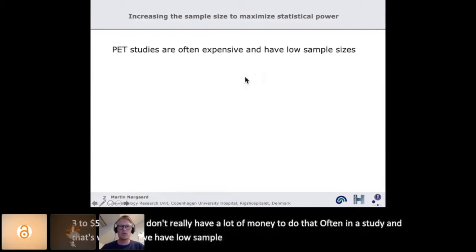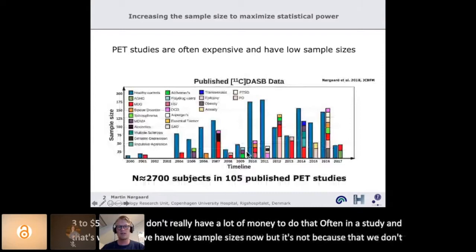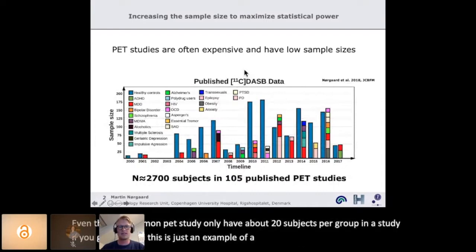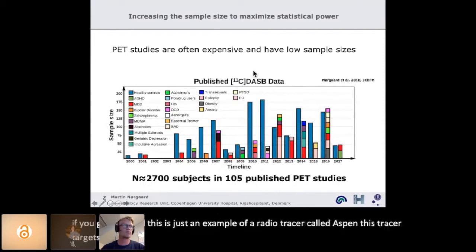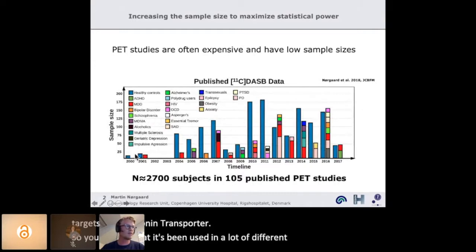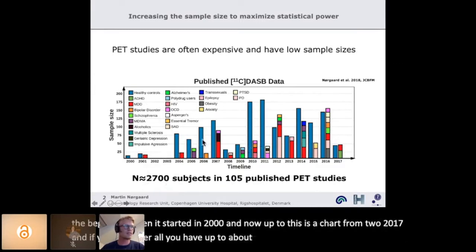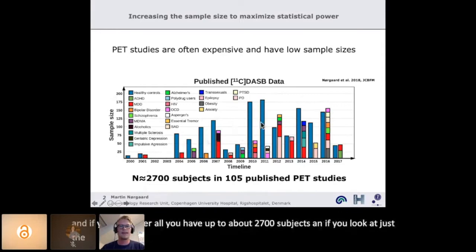Now, it's not because we don't have the data. Even though a common PET study only has about 20 subjects per group, if you go back, and this is just an example of a radiotracer called DASB, which targets the serotonin transporter, you can see that it's been used in a lot of different disorders over time, from the beginning in 2000 up to this chart from 2017. If you sum over all this, you have up to about 2,700 subjects. And if you look at just the healthy controls, there are about 1,800 healthy controls potentially out there that you can use in your analysis.